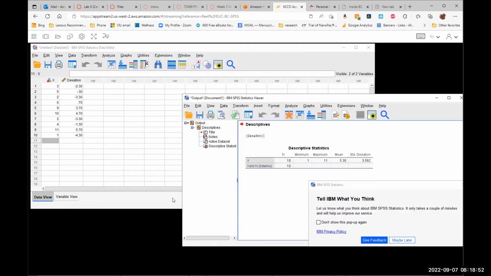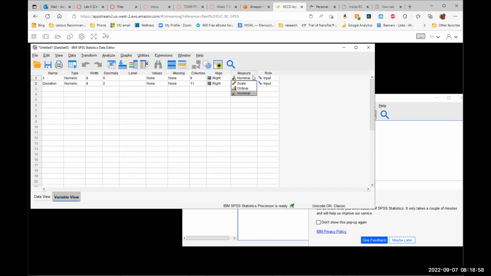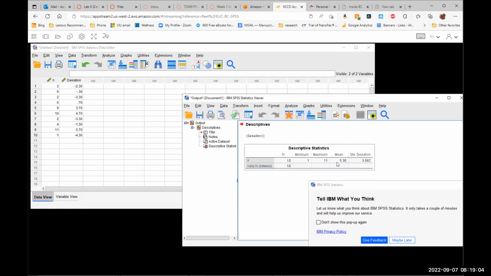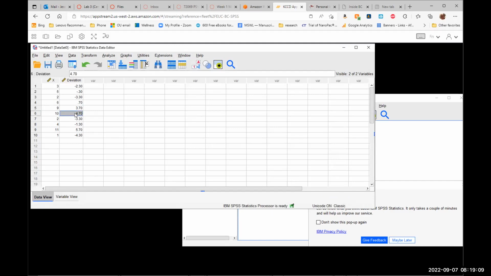Now we see over here we have the column, and actually we should change X to scale. We have a column with the deviation, so we'll check it. The mean is 5.3. Well, 10 minus 5.3 is 4.7. So that looks good. These are the deviations, X minus the mean of X.